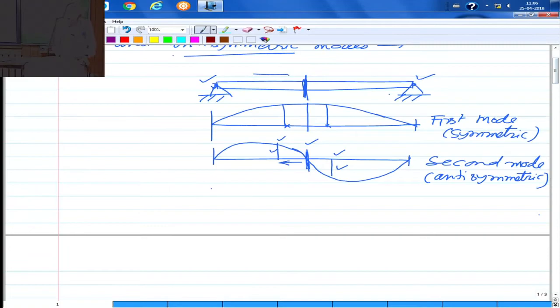Like if you look at the third mode, again it would look like this. You will have three sine waves, and they would be identical. Actually, you can think of a complete sine wave with three identical half waves. Let me try to sketch it more accurately.